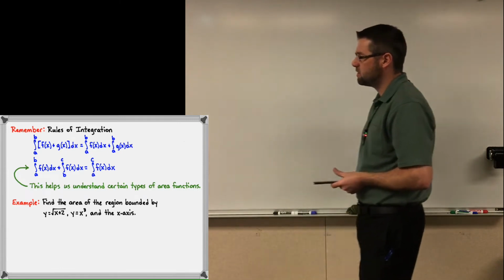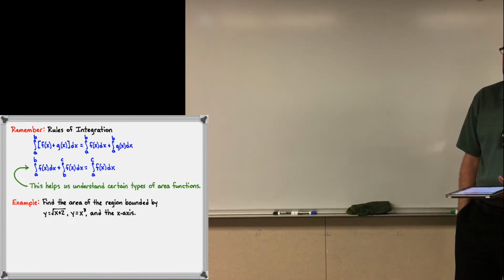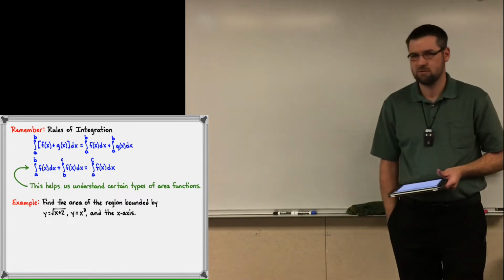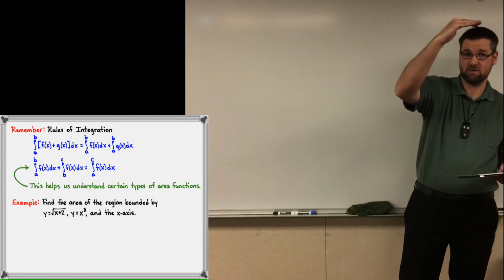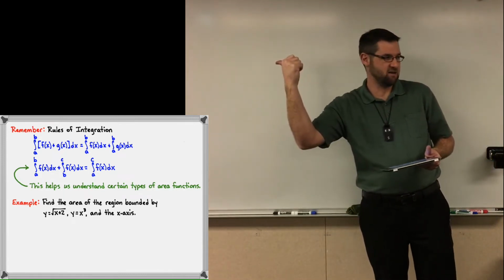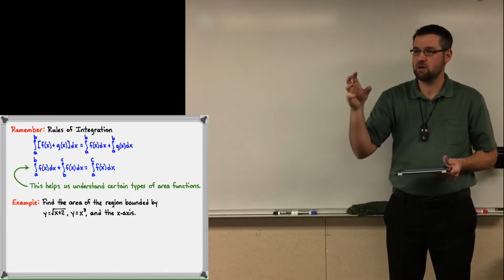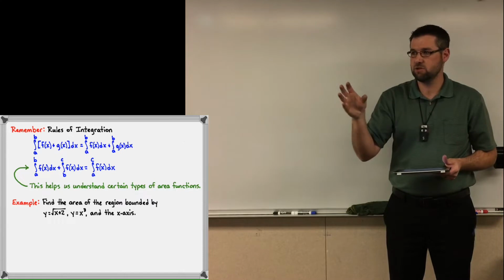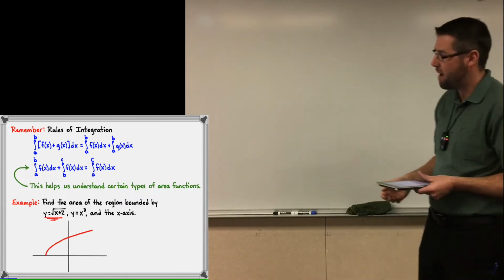Y equals rad x plus 2 and y equals x cubed, and it's bounded by the x-axis as well. Do you guys know what rad x plus 2 looks like? Like this, higher. Rad x is this. Rad x plus 2 is a shift back, right? Think about it: what number do you have to plug in to get back to the root function? -2 gets you back to the root. So the graph of rad x plus 2 is a shift back 2.